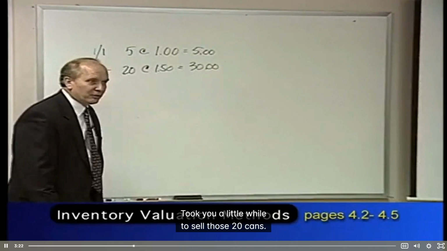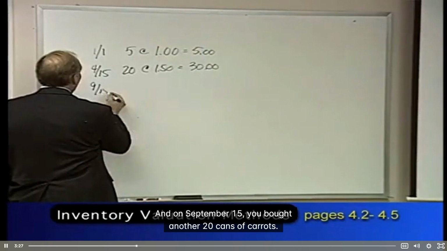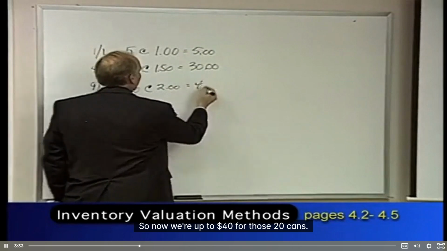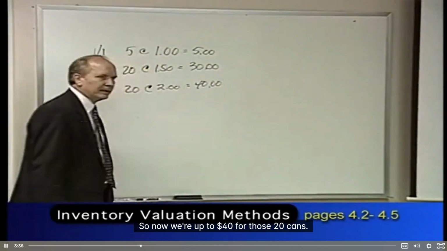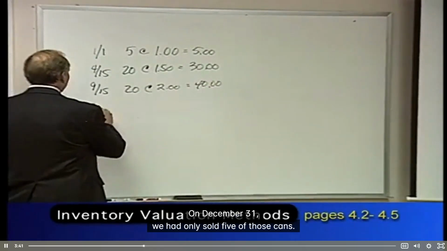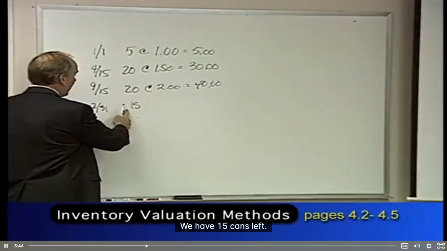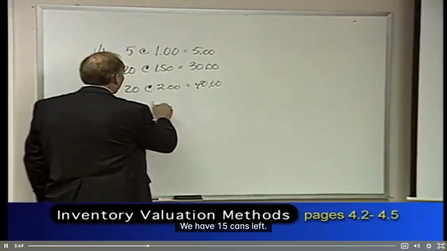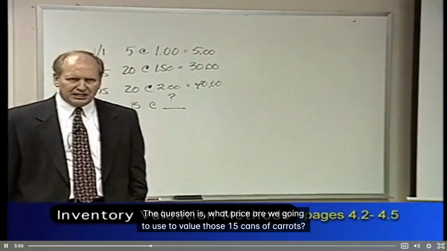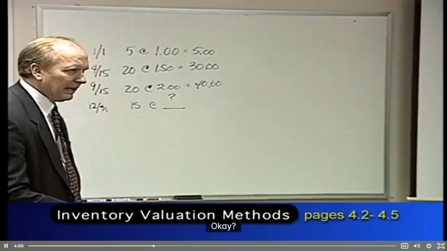Took you a little while to sell those 20 cans. We're not talking about a high-volume business here. And on September 15th, you bought another 20 cans of carrots, but now the price has gone up to $2, so now we're up to $40 for those 20 cans. Now, that's just setting us up for what the next question is. On December 31st, we had only sold 5 of those cans. We have 15 cans left. The question is, what price are we going to use to value those 15 cans of carrots? And that's where we come up with making an assumption, okay?